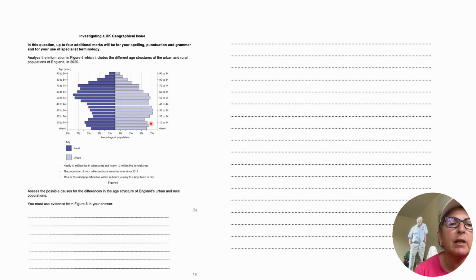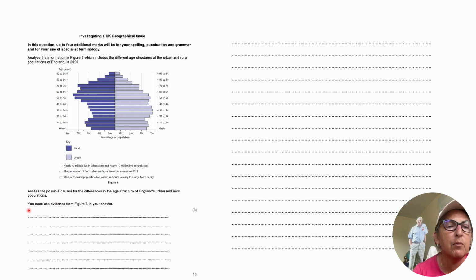So the economically active, and here you've got retirement. Don't forget these people as well, the youngsters. What are you going to do? Traditional industries, fishing, farming, forestry, not for me, thank you very much, and you move into the city. Assess the possible causes for the differences in the age structure of England's urban and rural populations.